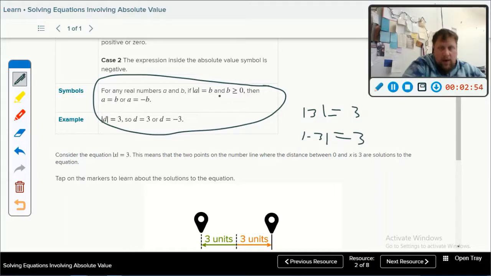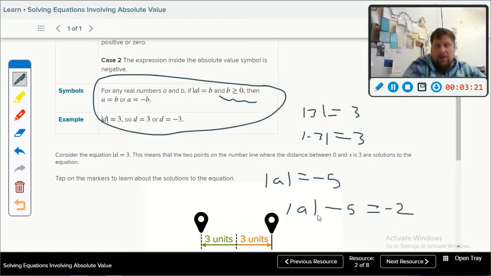The reason why your b has to be greater than 0 is you can't have the absolute value of a equals negative 5. You can't have it be negative anything, because absolute value makes everything positive. So this is an impossible situation. Now I could have like the absolute value of a minus 5 equals negative 2, okay? Because then I can add 5 to both sides.